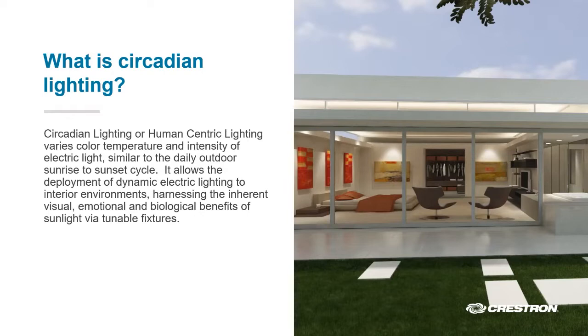Circadian lighting, or human-centric lighting, varies color temperature and intensity of electric light, similar to the daily outdoor sunrise to sunset cycle. It allows the deployment of dynamic electric lighting to interior environments, harnessing the inherent visual, emotional, and biological benefits of sunlight via tunable fixtures.